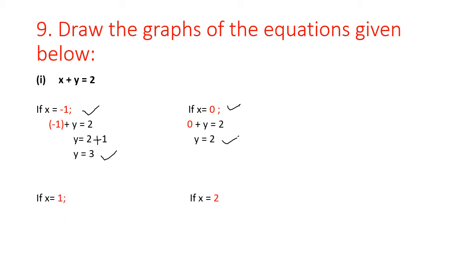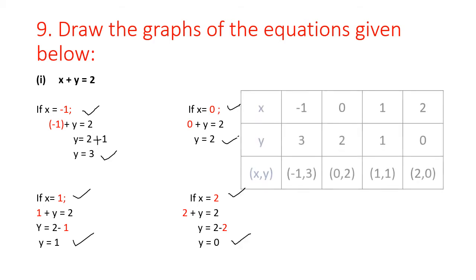Now I've considered positive numbers. I've taken 1 and then 2. In place of x, I've written 1 plus y is equal to 2 and 2 plus y is equal to 2. This is very easy to solve. 2 minus 1 will become 1 and 2 minus 2 will become 0. So in the next two cases, when the value of x is 1, the value of y is 1, and when the value of x is 2, the value of y is 0.